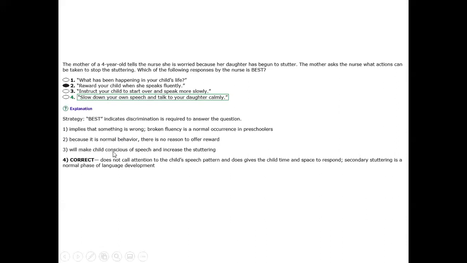It will make the child conscious of speech and increase the stuttering. And number 4, slow down. Why is this the answer? Because it does not call attention to the child's speech pattern and thus gives the child time and space to respond. Stuttering is a normal phase of language development.